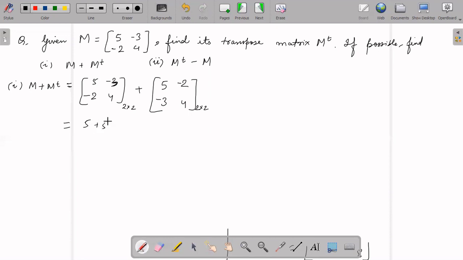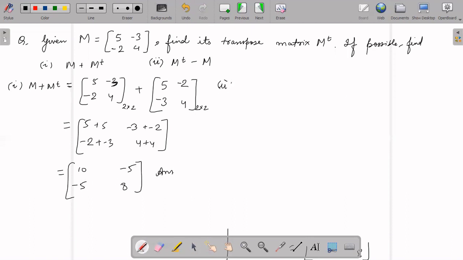5 plus 5, this 5 plus 5, minus 3 plus minus 2, minus 2 plus minus 3, 4 plus 4. So 5 plus 5 is 10. Minus 3 minus 2 is minus 5. Minus 2 minus 3 is minus 5. 4 plus 4 is 8. And this is M plus M transpose.